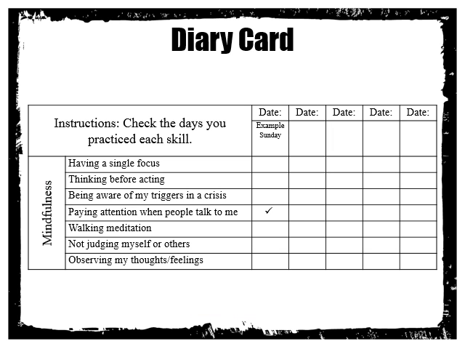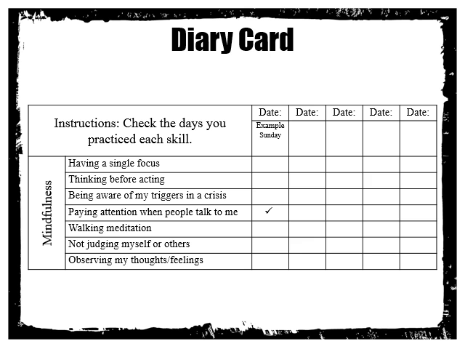This is a diary card for the use of coping skills, a little different than the prior diary card you looked at, which was more behavioral focused. The instructions here are to check the days you practiced each skill. This is a DBT diary card looking just at the mindfulness module, which you see on the very left hand side of the table. If you look at the rows aligned with mindfulness, so what skills are we looking at?